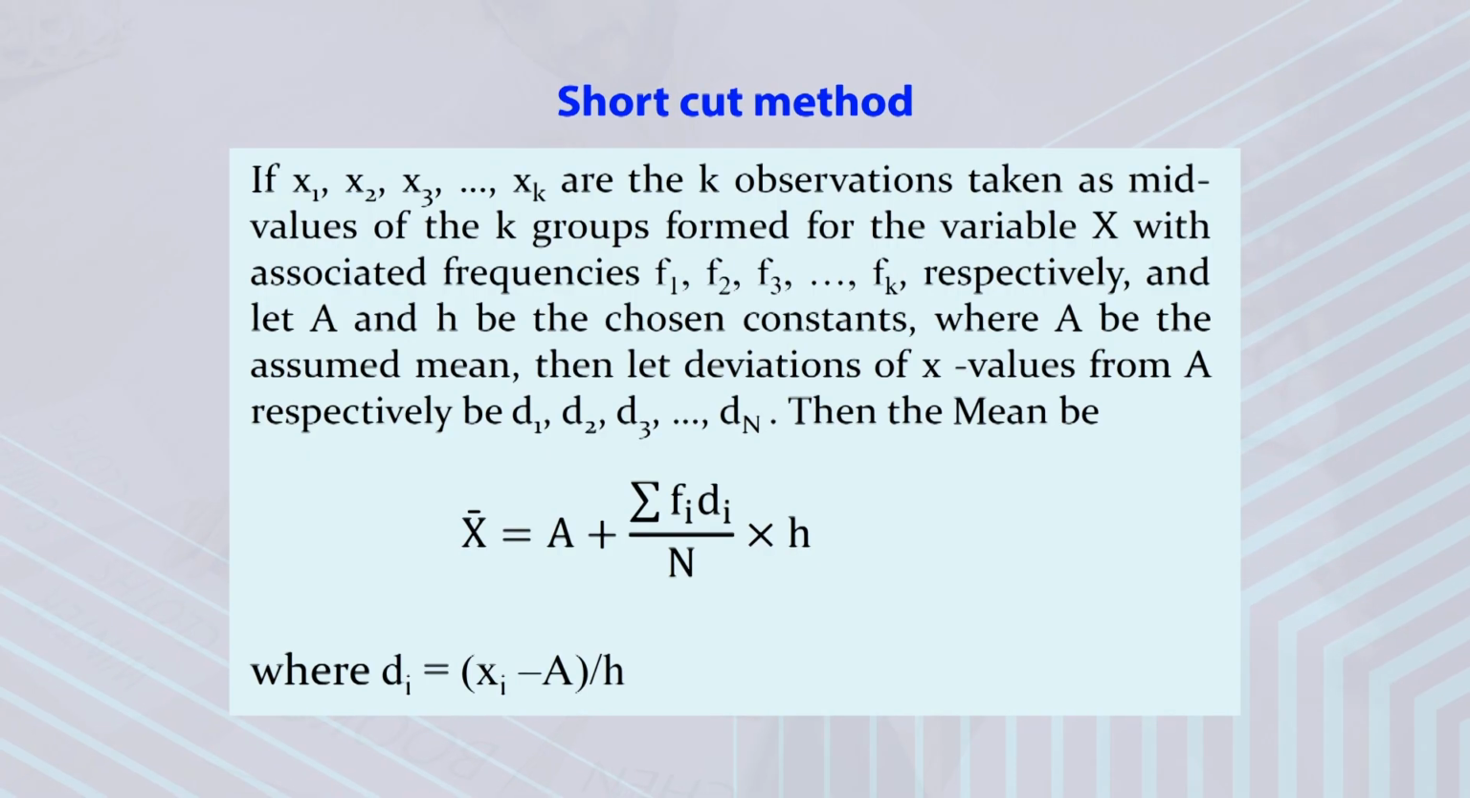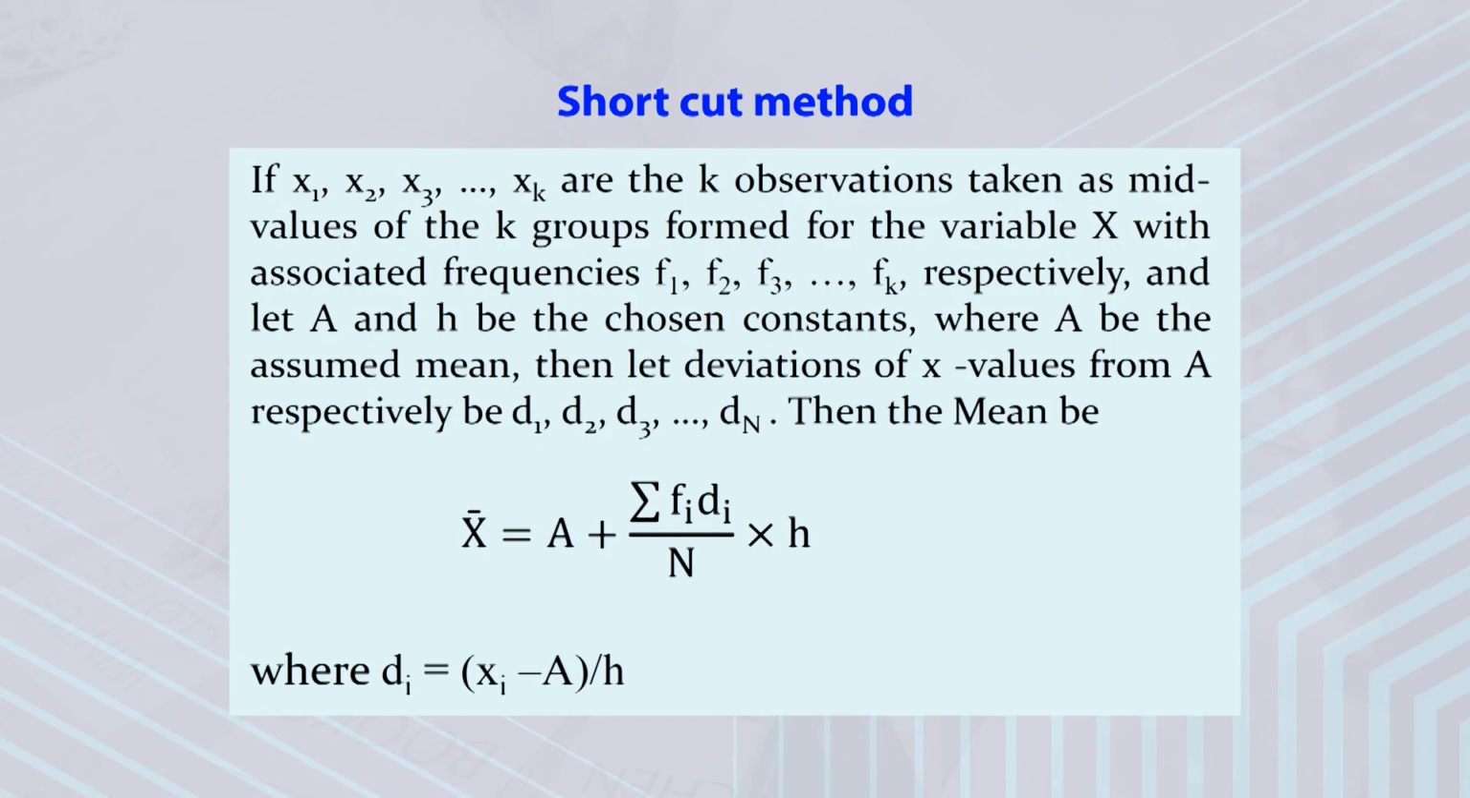Shortcut method. By the shortcut method, we can also calculate the arithmetic mean for the continuous frequency distribution. If x1, x2, x3 up to xk are the k observations taken as mid values of k groups formed for the variable x, which has associated frequencies f1, f2, f3 up to fk respectively, and A is chosen as a constant, the assumed mean, and h is a constant where h is the class width.